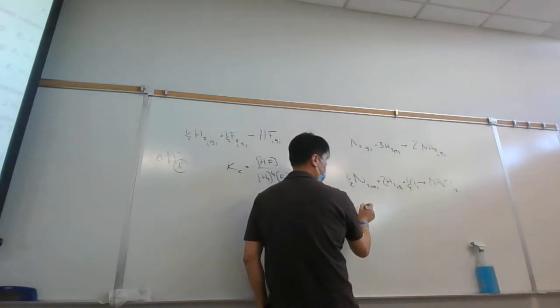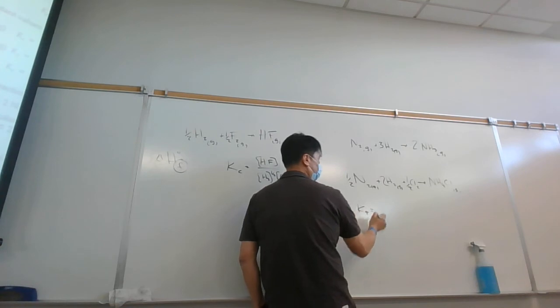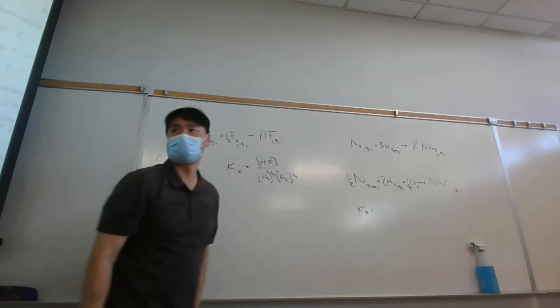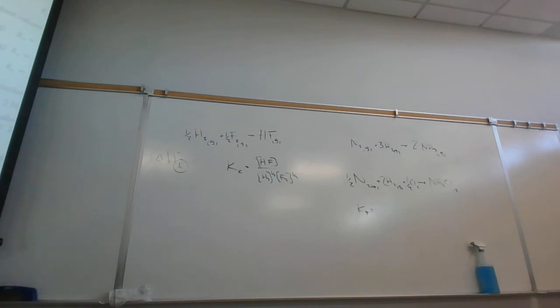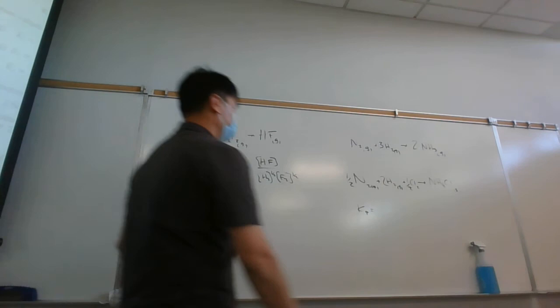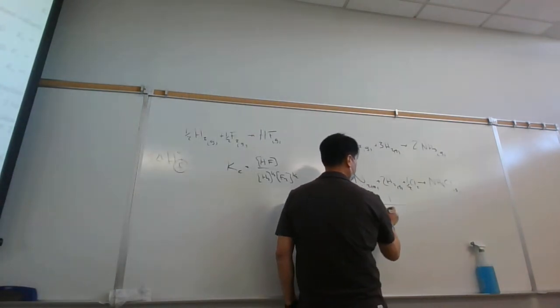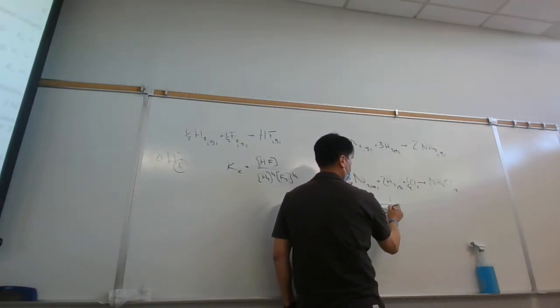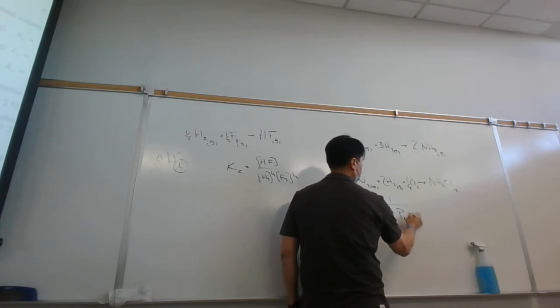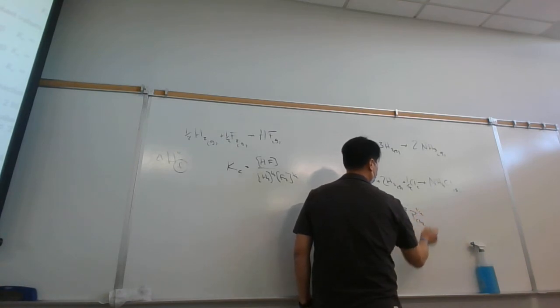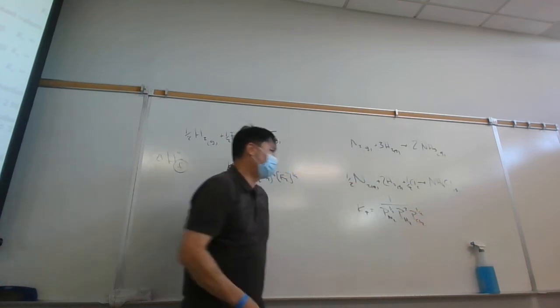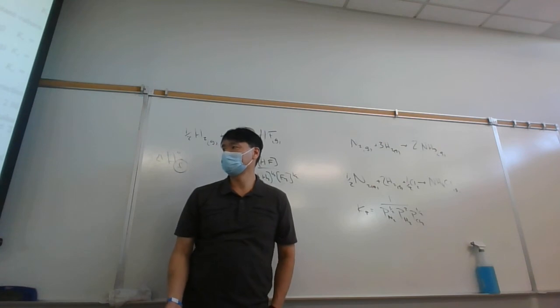And so this is a Kp. So what is Kp equal to here? One over the partial pressure of H2 gas to the 1.5, times the partial pressure of CO2 squared. Okay, great.